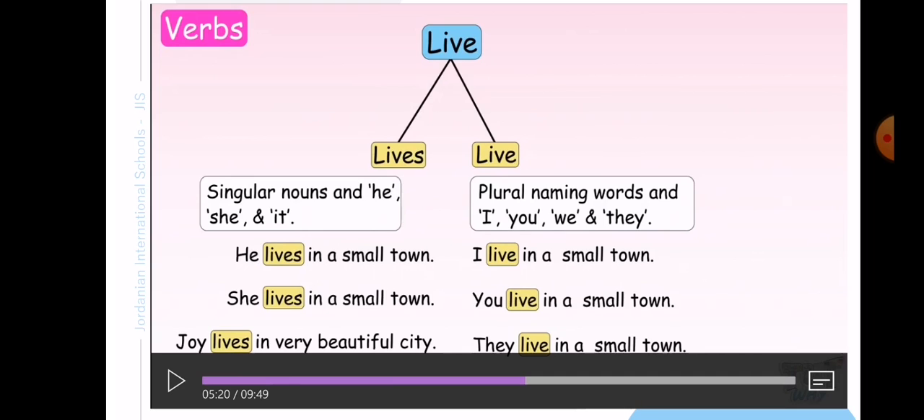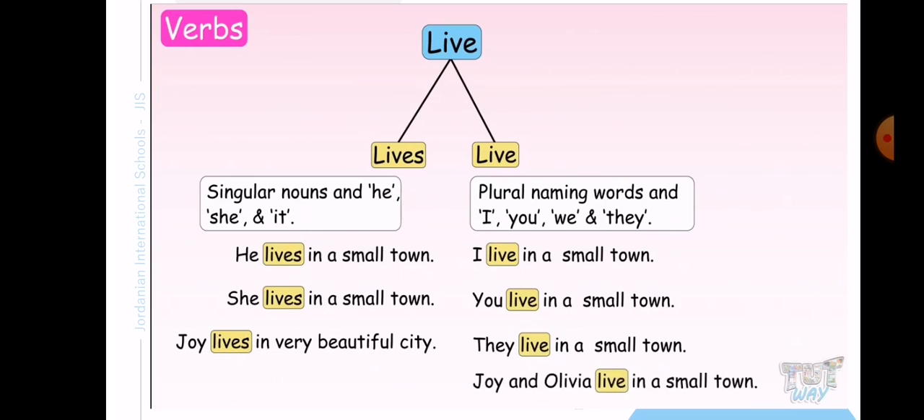Let's continue. Joy and Olivia live in a small town. So, where do we use live? It comes after plural naming words or when our sentences have I, you, we, and they. Where do we use lives? It comes after singular naming words and with he, she, and it. Let's see some more examples.